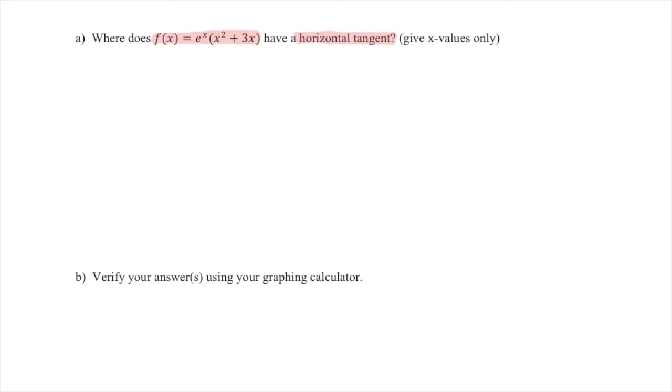So we need to think first about what we know about a horizontal tangent line. If a tangent line is horizontal, then that means that it has a slope of 0. So if the slope is 0, that means the derivative is equal to 0. So that tells us we need to compute the derivative of this function.